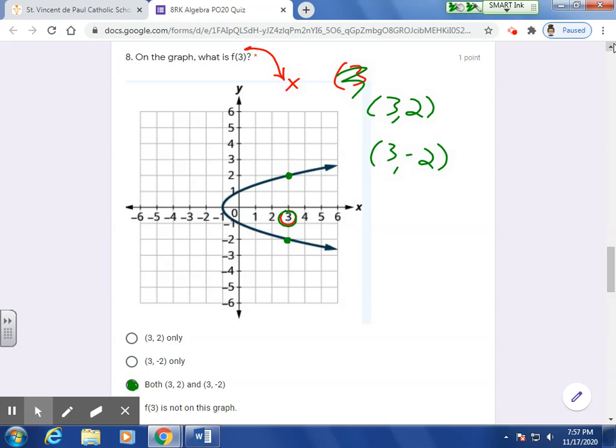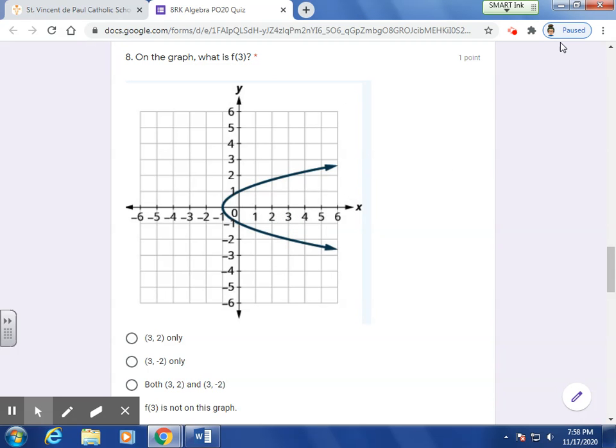So I guess, technically, I shouldn't be using function notation for a graph that's not a function, but if I didn't know it was a function yet, then what is the value of the function when x is 3? Well, sir, it's actually not a function, okay, because the x repeats itself. But both (3, 2) and (3, negative 2) are ordered pairs on the graph with an x value of 3, and that's why it is answer C.